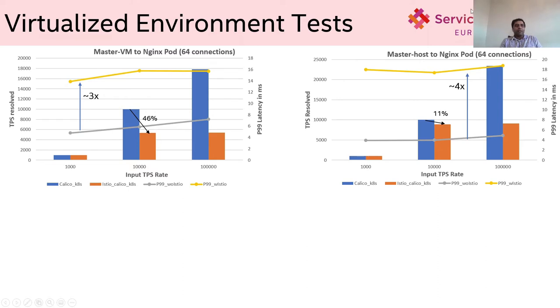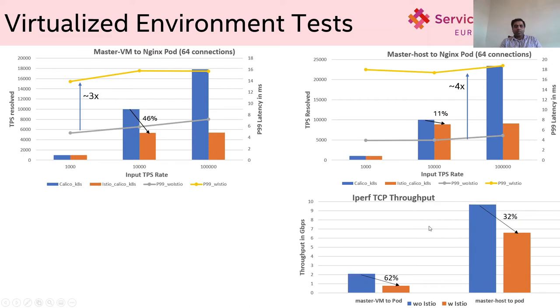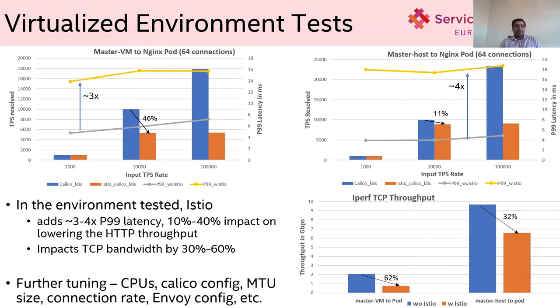And with respect to the case where Fortio is on the master host, reaching the Nginx pod in the VM, Istio adds about 4 times the latency and about 11% performance degradation at about a 10,000 TPS rate. In iperf traffic, you could see anywhere from 32 to 60%, depending on the case, right? So essentially what we found is there's a good amount of performance impact adding Istio in a virtualized environment.